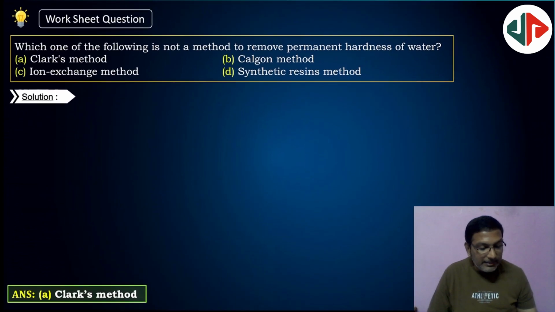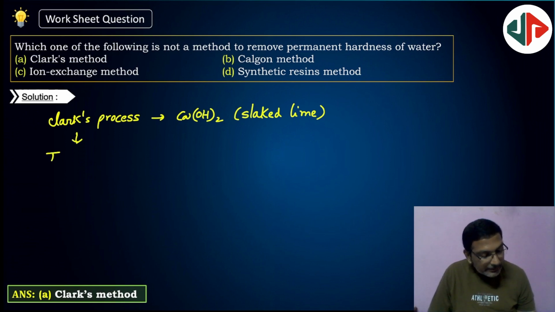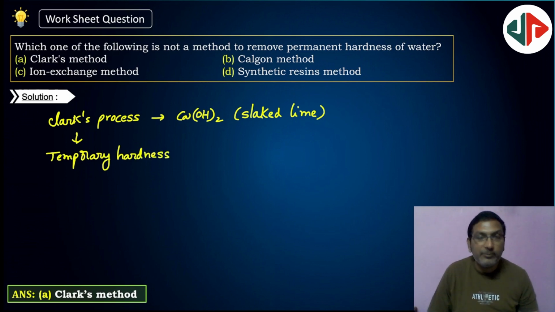Which of the following is not a method to remove permanent hardness of water? See here, Clark process or Clark method. Ca(OH)2 can be used, which is slaked lime. Slaked lime is used for temporary hardness, not for permanent hardness. Therefore, option A.